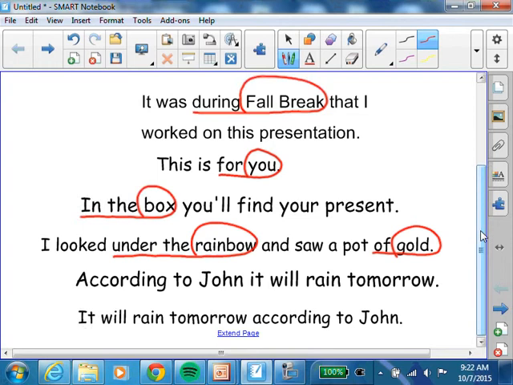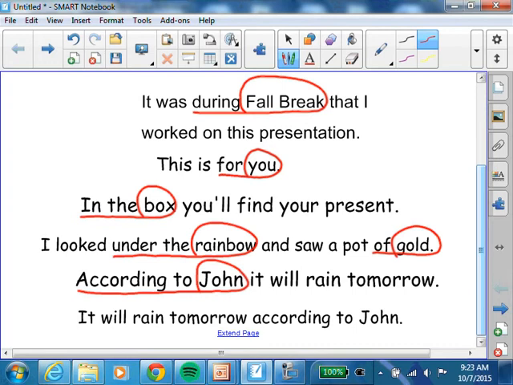Let's look at one sentence with a compound preposition, and this one, according to John. John is the object of the compound preposition according to. Now we can also put this preposition at the end, of course, as we can with the others. It will rain tomorrow according to John.